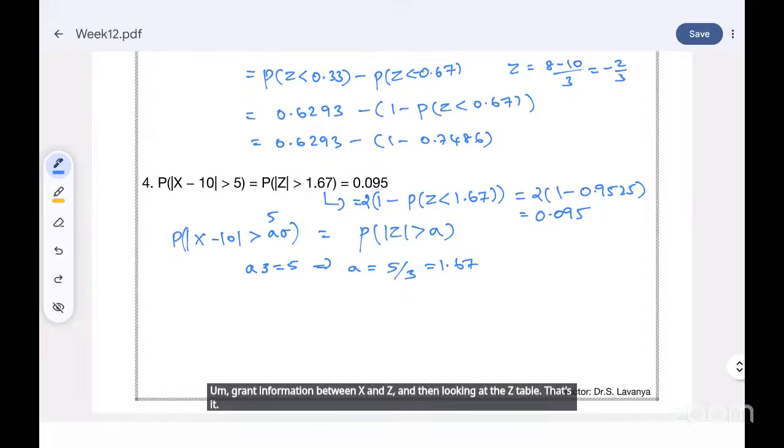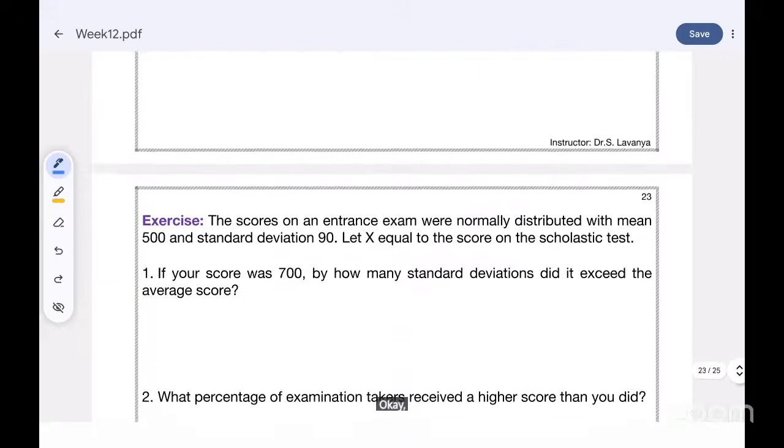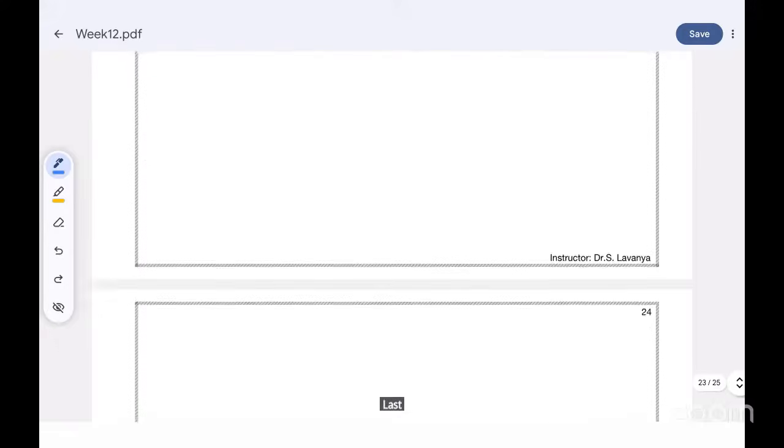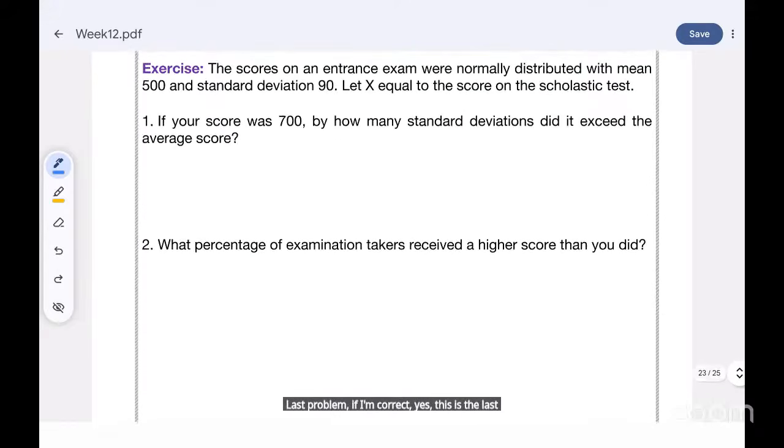That's it. Okay. So I guess this is your last problem, if I'm correct. Yes, this is the last problem. I know we are crossing 8, so shall we just complete this one problem? Yes, ma'am. Okay. The scores on an entrance exam were normally distributed with mean mu is 500 and sigma is 90. Let X equal the score on this scholastic test.